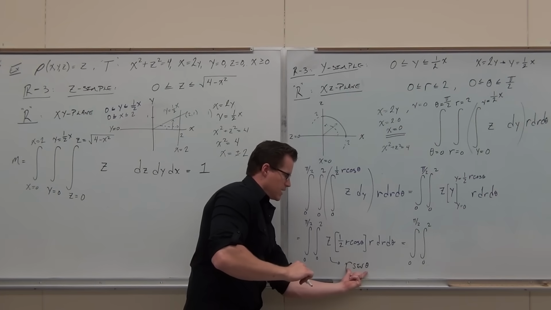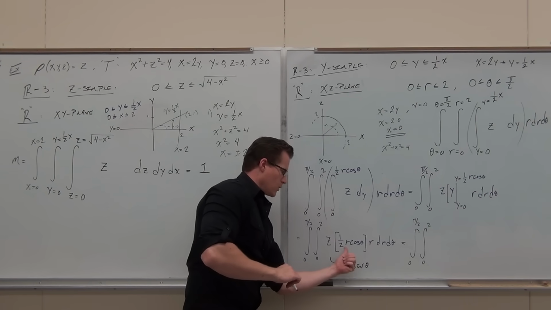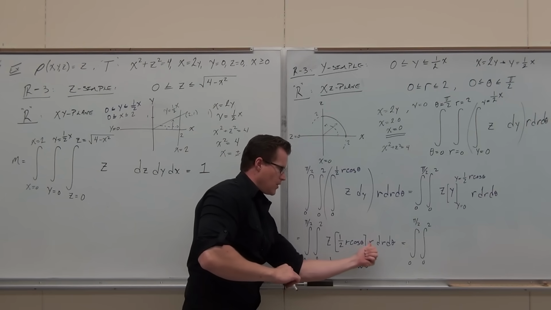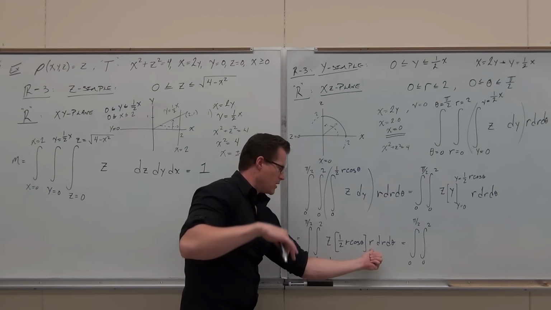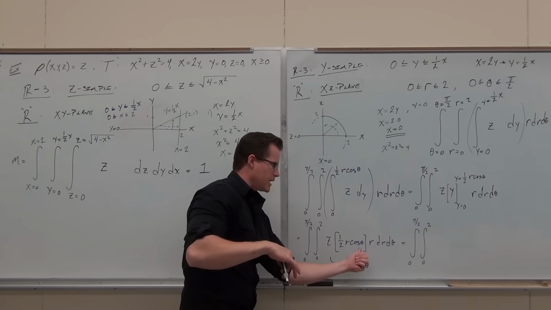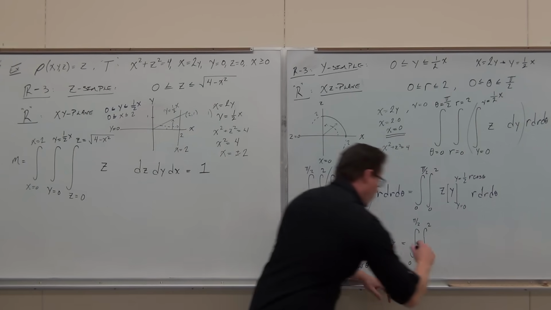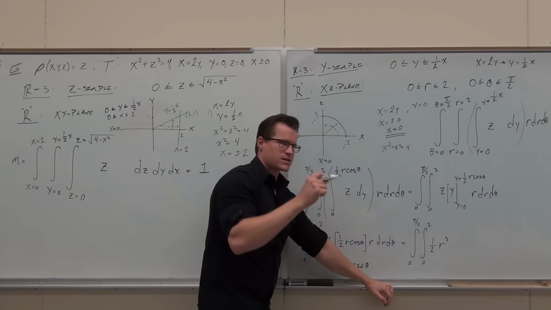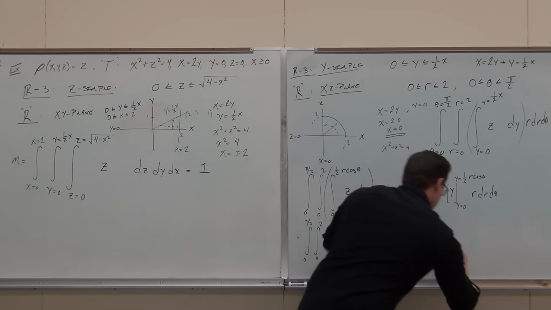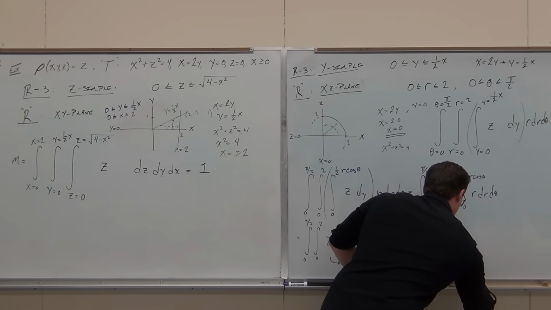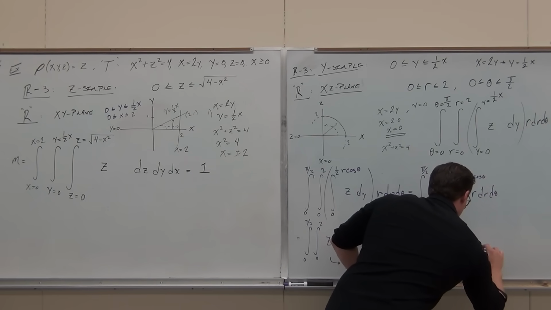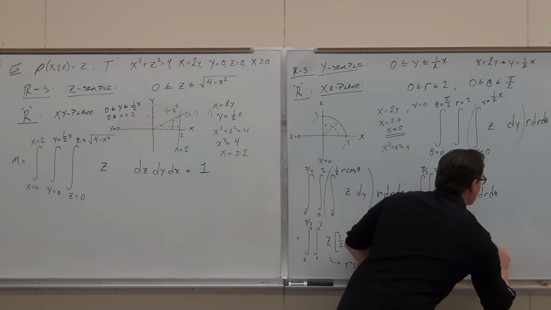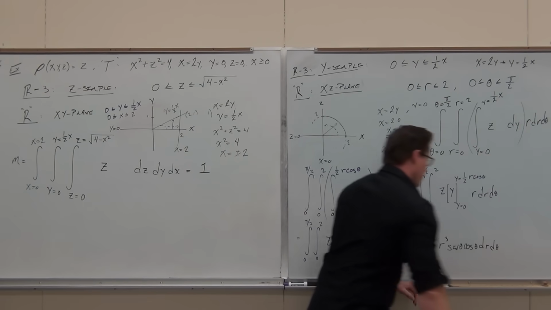I'm going to do all this at once. We got a 1/2. We're going to have an r, an r, and an r. That's r to the third power. We're also going to have a sine theta and a cosine theta. So we're going to get this 1/2 r cubed sine theta cosine theta. Well, we took care of the r, so it's just dr d theta.